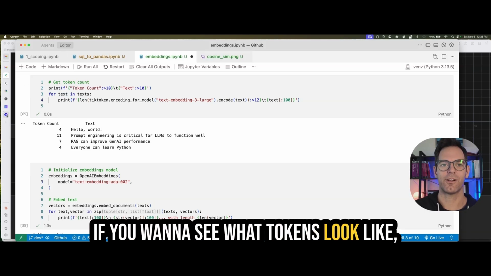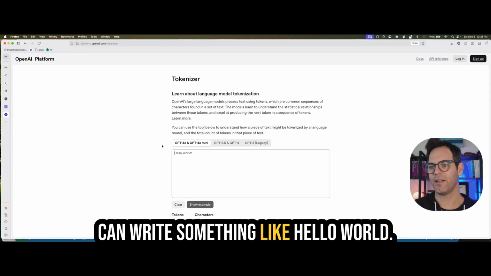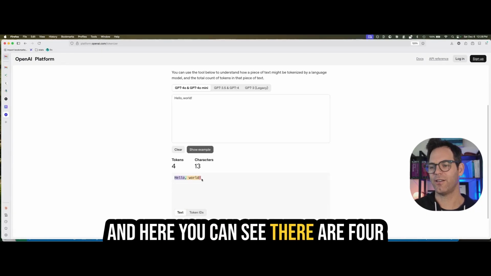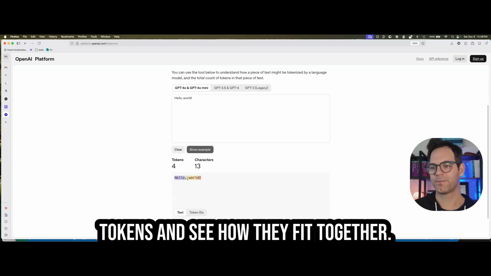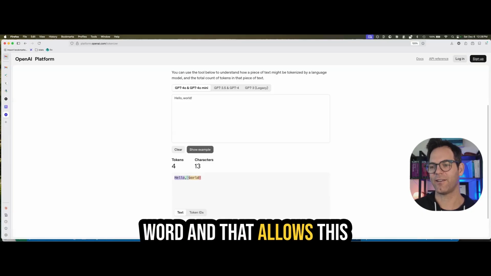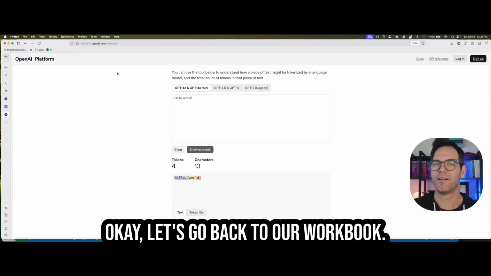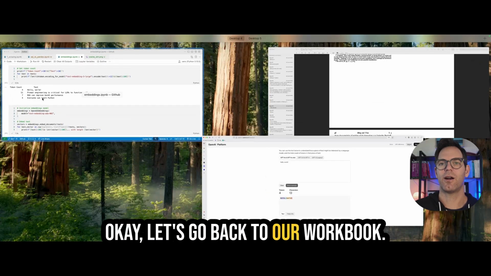If you want to see what tokens look like, you can go to OpenAI's tokenizer and you can write something like hello world. And here you can see there are 4 tokens. And see how they fit together? There's a little space before word. And that allows this token to fit with other tokens. Okay. Let's go back to our workbook.